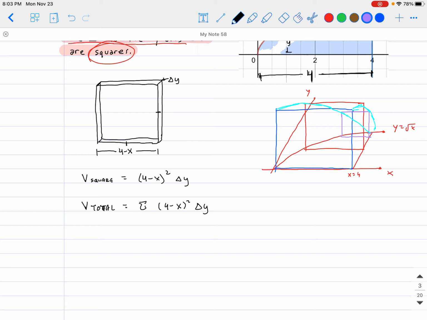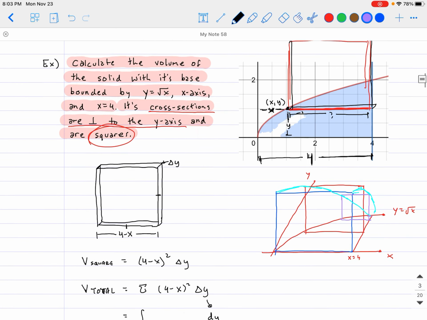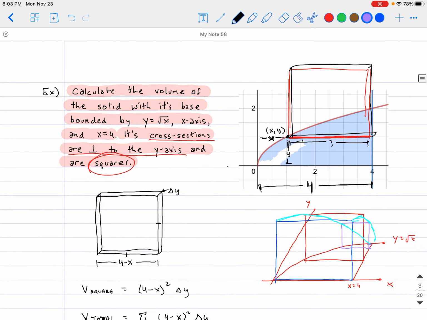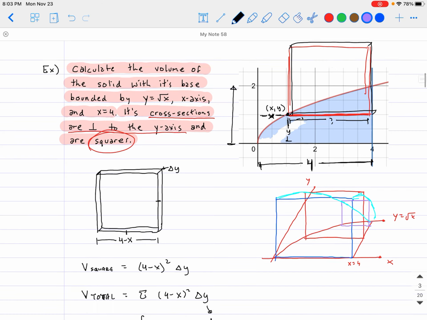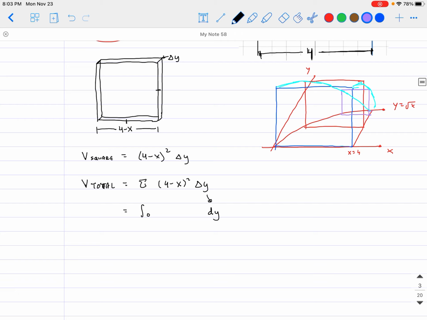And everything has been going according to plan, because normally whenever we set up these integrations, there's always an x in there and then there's always a y in there. So it only makes sense. Okay, so now let's set up the integral. The delta y is telling me that I'm going to do a dy. And that means that we're looking at it vertically from 0 all the way to 2 over here. So that is going to be my boundary from 0 to 2 of (4 minus x) squared.